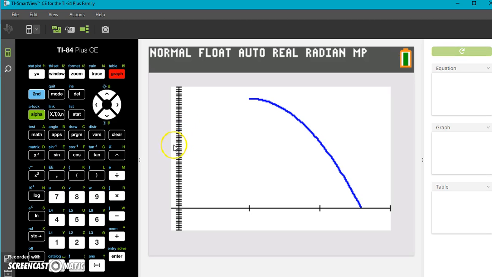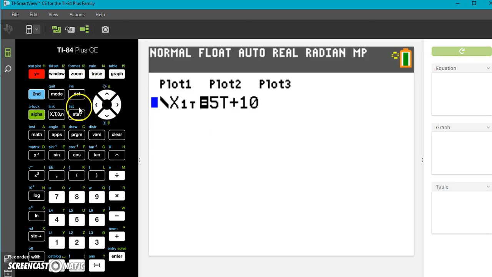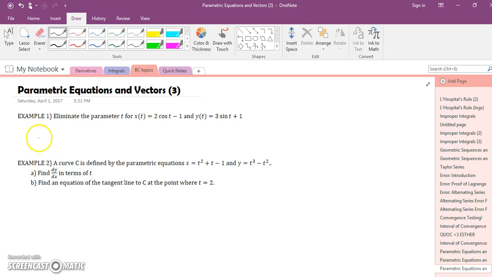So oftentimes with parametrics, you're going to restrict the time so that the path or the curve is only valid for what you want happening in your motion. So you have to be comfortable adjusting your window and typing into here. So this is the path we were looking at. What I'm going to do now is show you a couple examples so that on Monday and Wednesday you can hit the ground running here and do some problems.